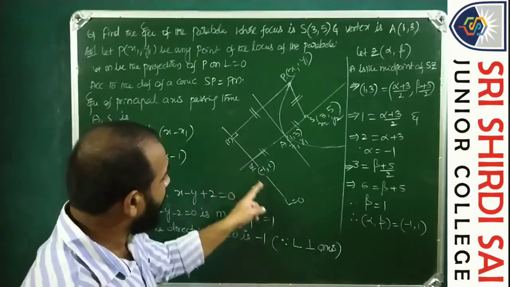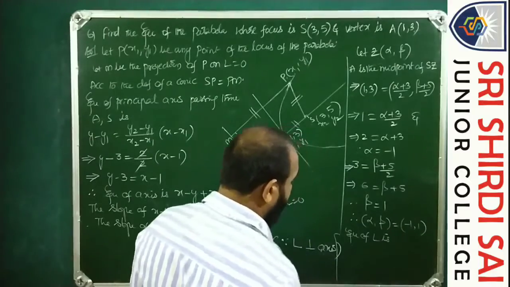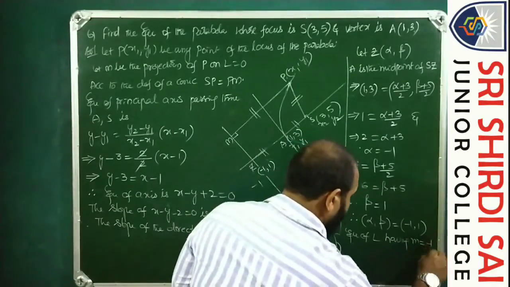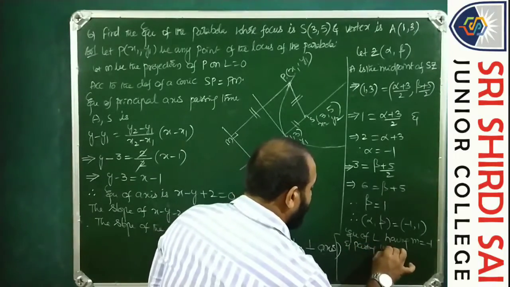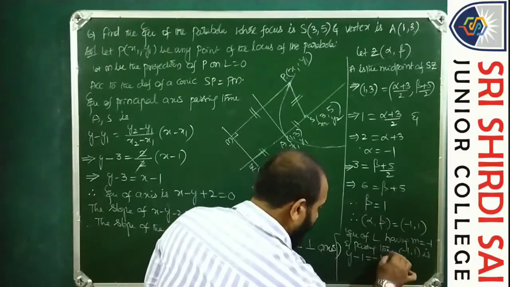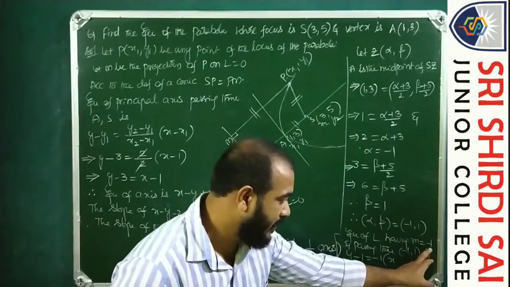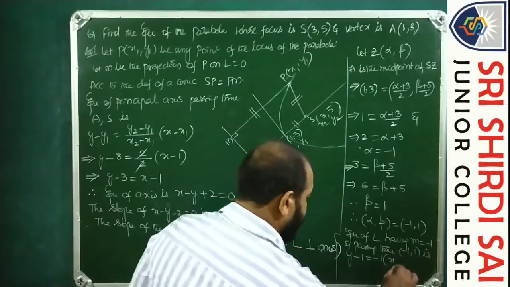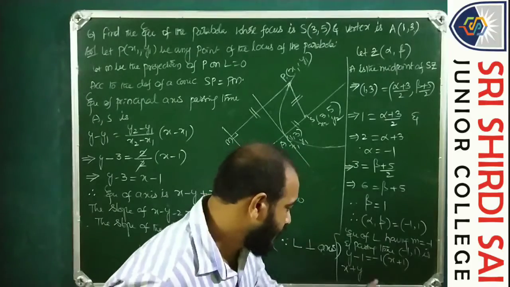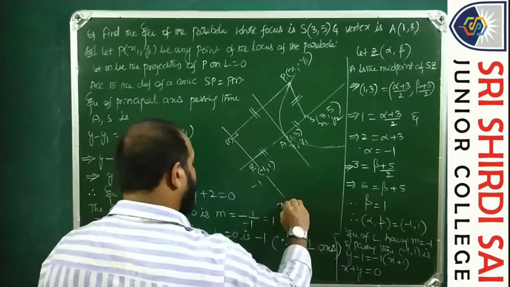Now the equation of this line L equals to 0: L has slope m equal to minus 1 and passes through minus 1 comma 1. So y minus 1 equals m into (x minus x1), which is minus 1 into (x plus 1). So this is equal to minus x. If you transpose, plus x plus y, the minus 1 gets cancelled, x plus y equals to 0. Therefore this line is x plus y equals to 0.